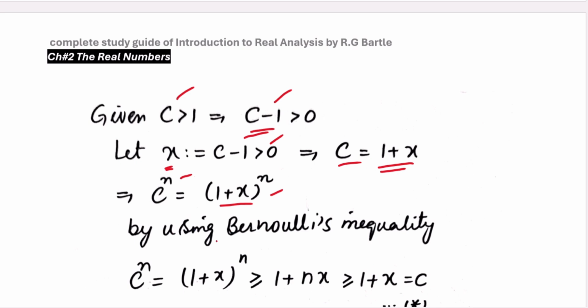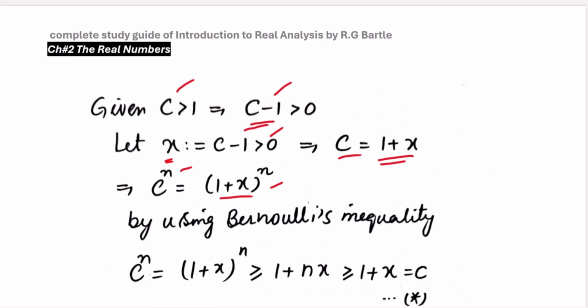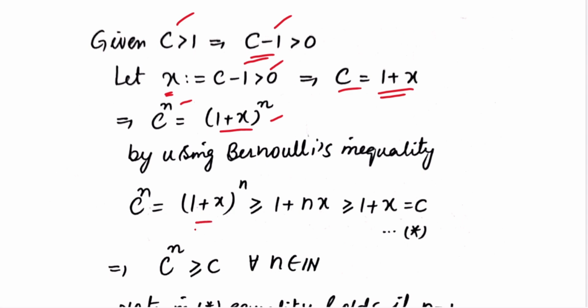So by using the Bernoulli inequality, we have that (1 plus x) whole power n is always greater than or equal to 1 plus nx, and 1 plus nx is always greater than or equal to 1 plus x, and 1 plus x is equal to c here. So this implies c^n is greater than or equal to c for all natural numbers.